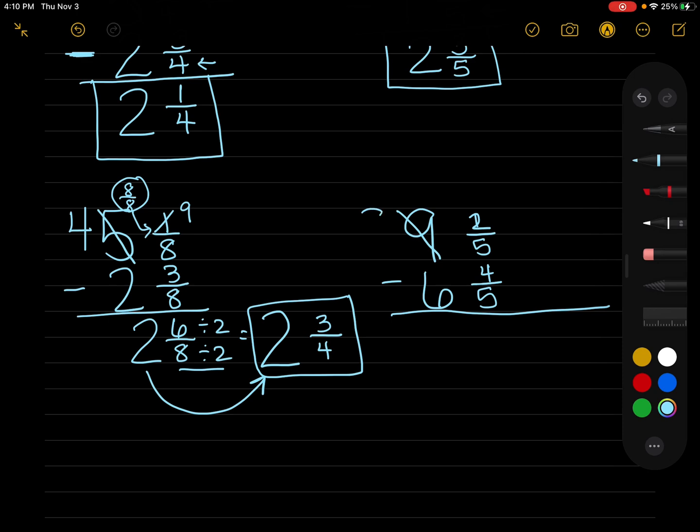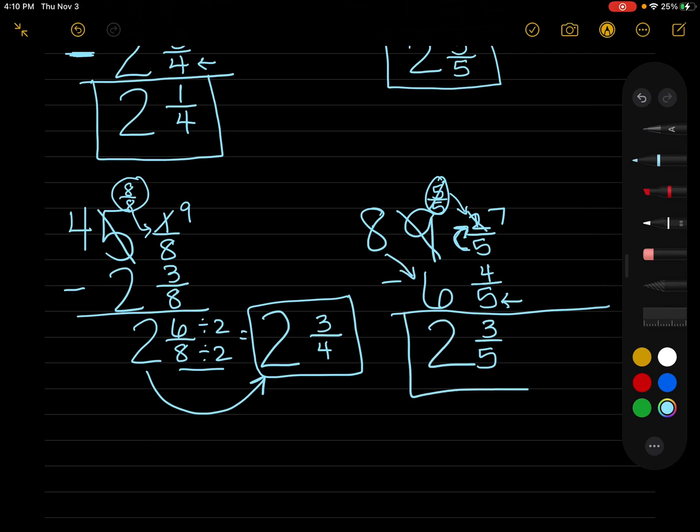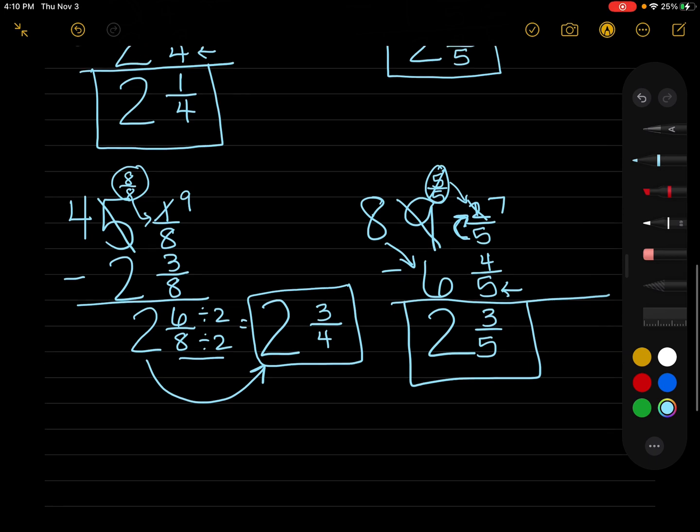So I'm going to borrow from the 9, and that makes it an 8. And now that extra number that I borrowed is 5/5 because this is a 5, right? And then 5 plus 2 is 7. So that's going to change to a 7. An easier way to do this than always writing this up here is you can just go 5 plus 2 is 7. If you borrow a number, then you can just go 5 plus 2 equals 7. And now I have 7/5 minus 4/5 is 3/5. 8 minus 6 is 2, and nothing can be simplified. So my answer is 2 3/5.